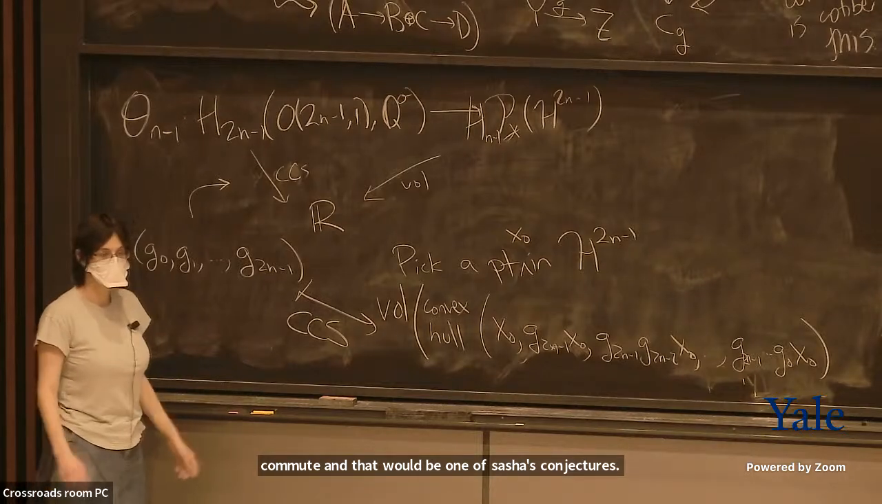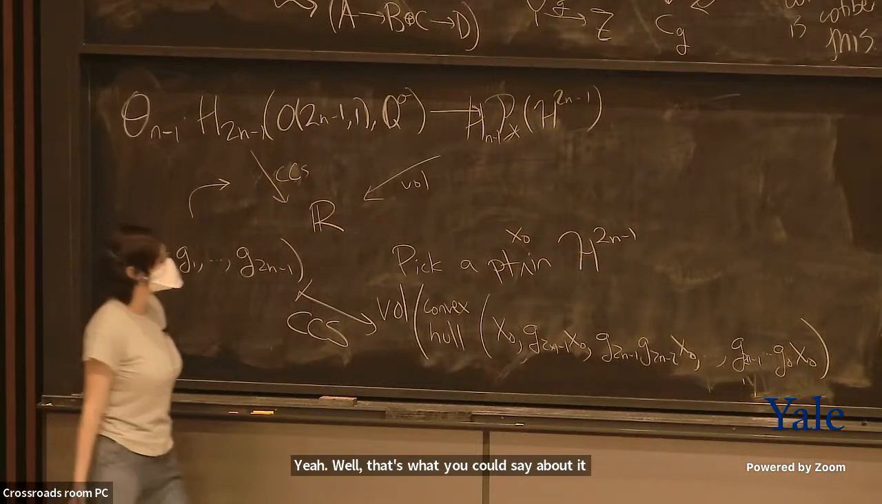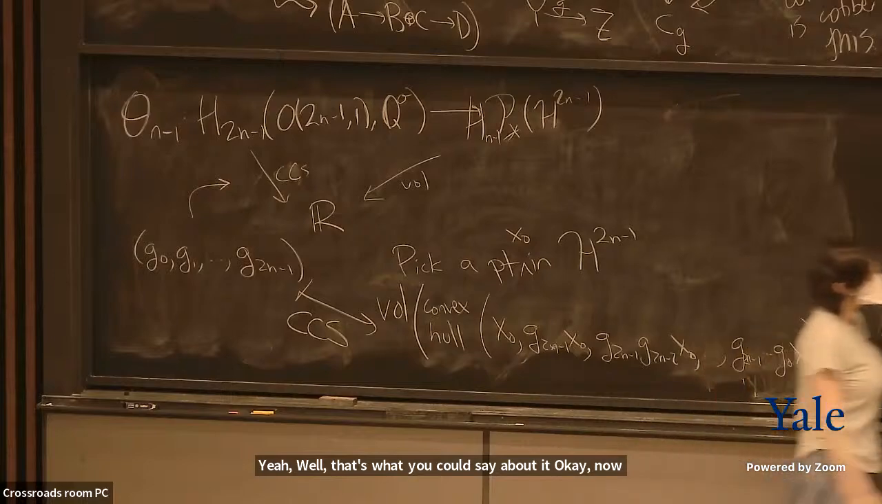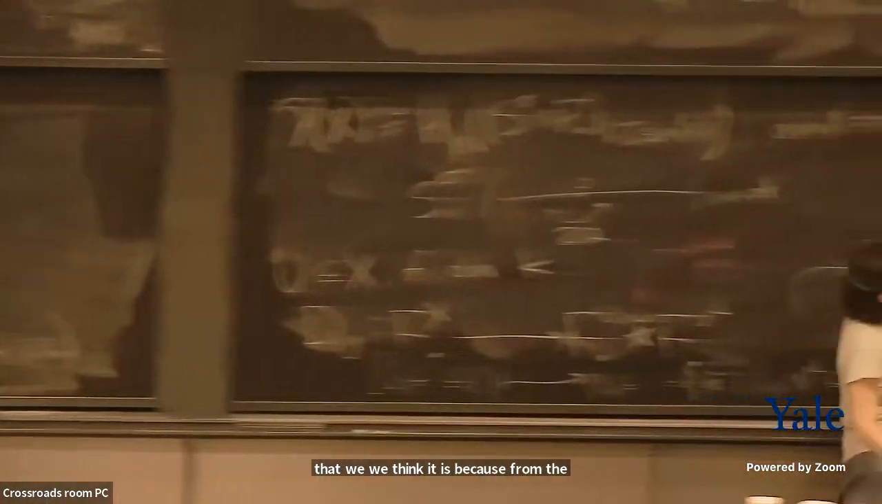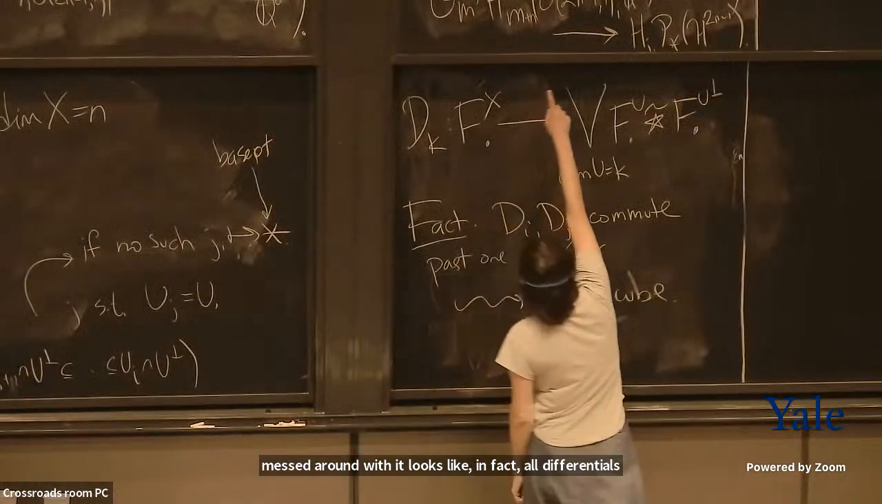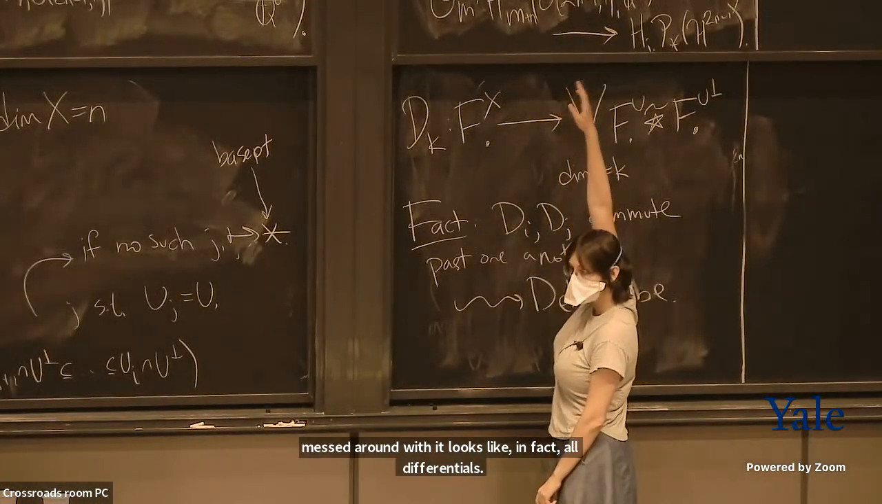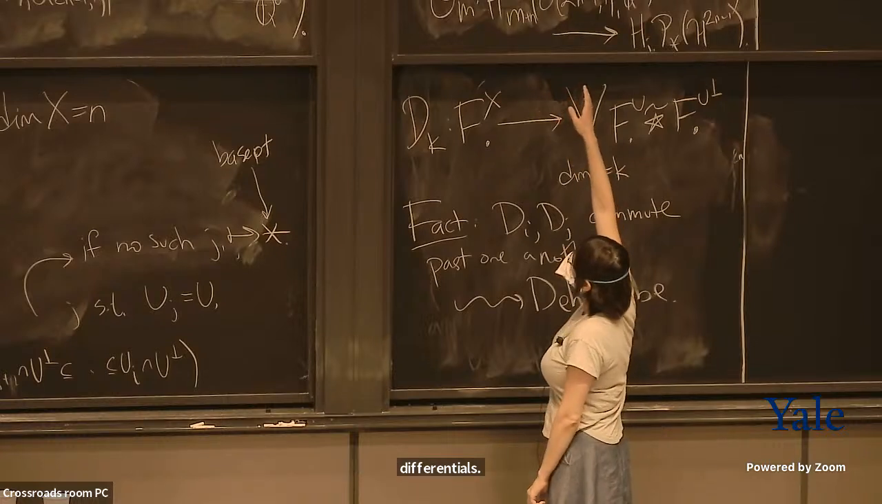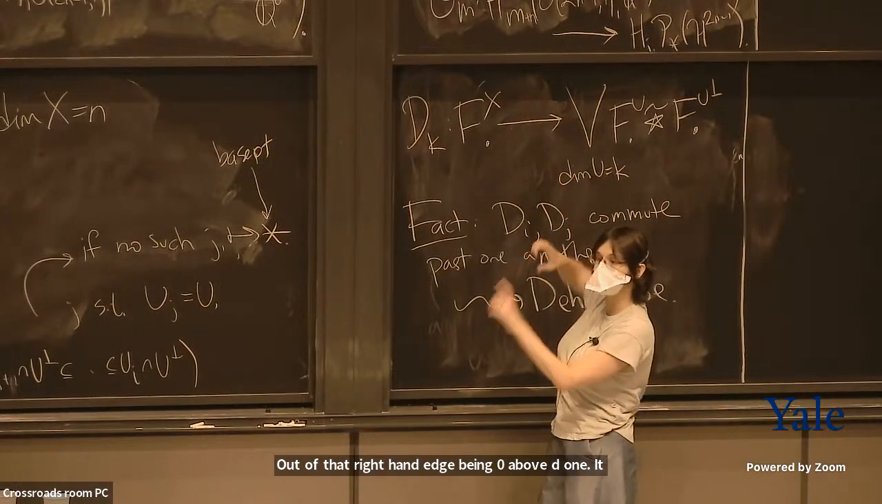And it's not surjective. Not that we think it is, because from the examples we've messed around with, it looks like, in fact, all differentials. So that being surjective is equivalent to all differentials out of that right-hand edge being zero above D1. It looks like, in fact, all differentials out of that first row should be zero.